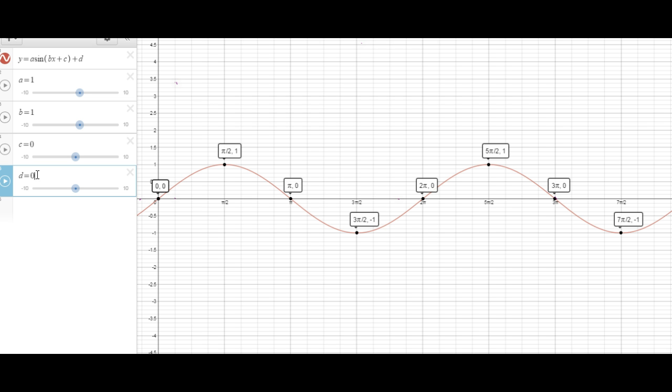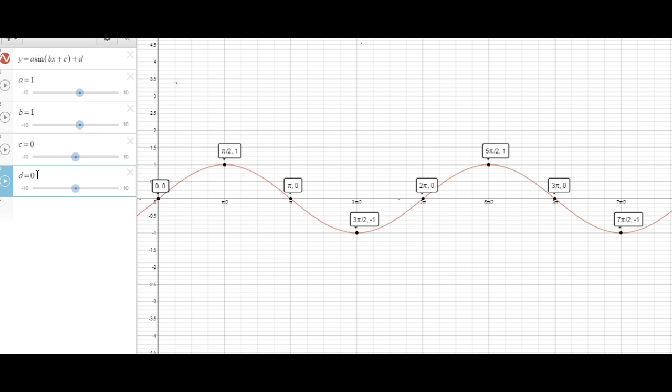You've got a max value of 1, you've got a minimum value of -1, and you've got the amplitude, which is from the middle. So that's your amplitude, right? It's the distance from the middle to the max, or from the middle to the min, or it's half the distance from the maximum to the minimum. So that's another way to look at the amplitude, right? It's half the distance from the maximum to the minimum.